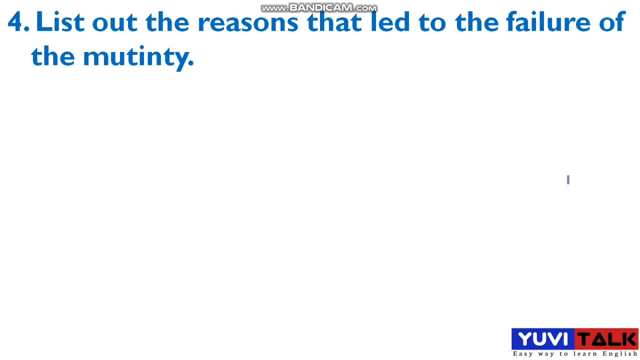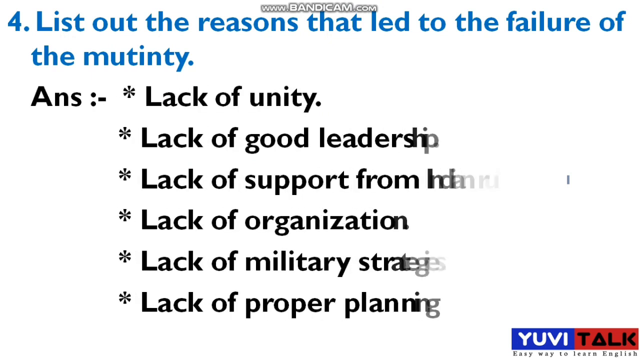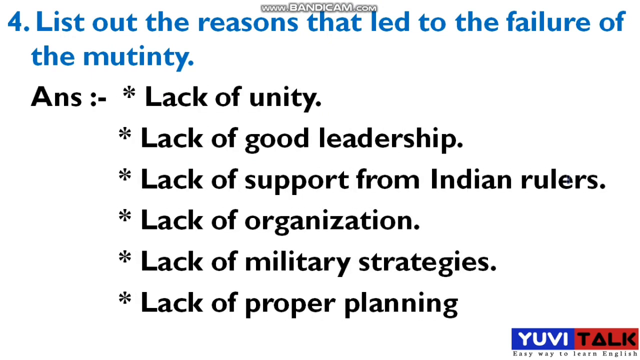List out the reasons that led to the failure of the mutiny. So what are the reasons? This mutiny means the 1857 revolt, or the first war of Indian independence. What are the reasons for the failure of the first war of Indian independence? See there, because of these reasons the first war of Indian independence failed.